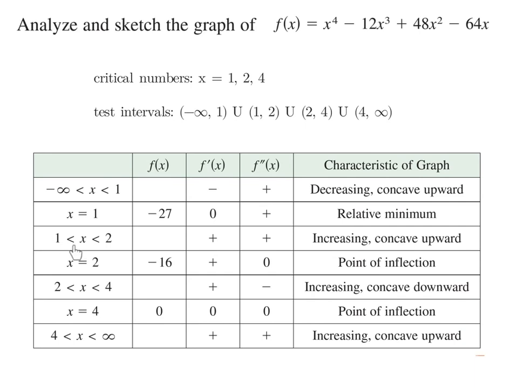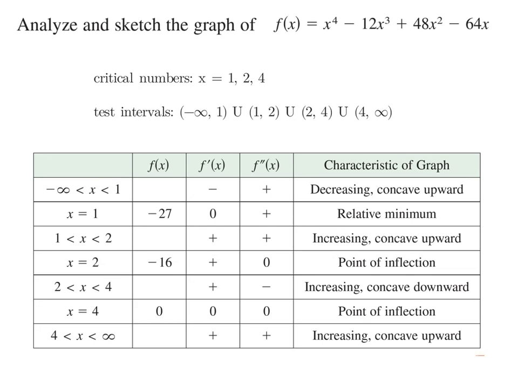And then I plug in a number from 1 and 2, and I find my first and second derivatives are positive, so that means that my function is increasing and concave up. And then I plug in 2, which is another important point here. I get negative 16, which I found on the last slide. And my first derivative is positive, but my second derivative is 0, so that means it's a point of inflection. So the function goes from increasing to increasing, but it goes from concave up to concave down, which is what causes a point of inflection.